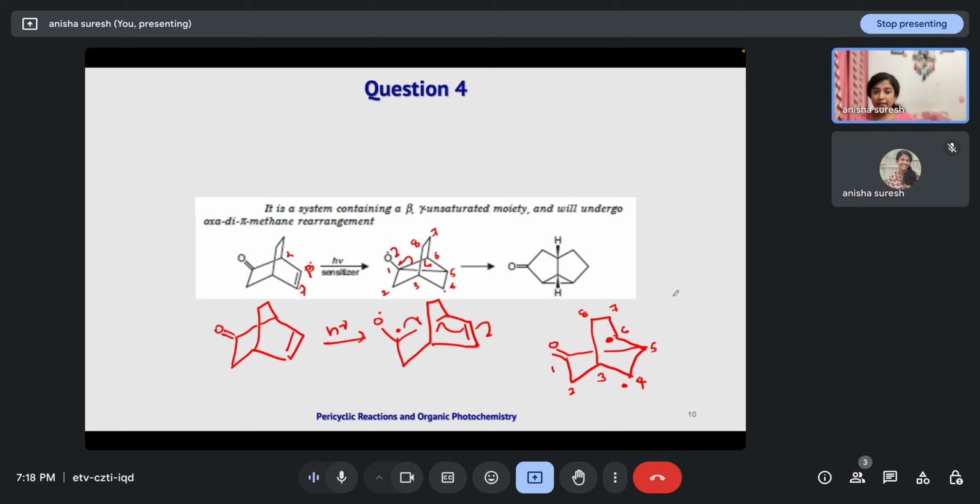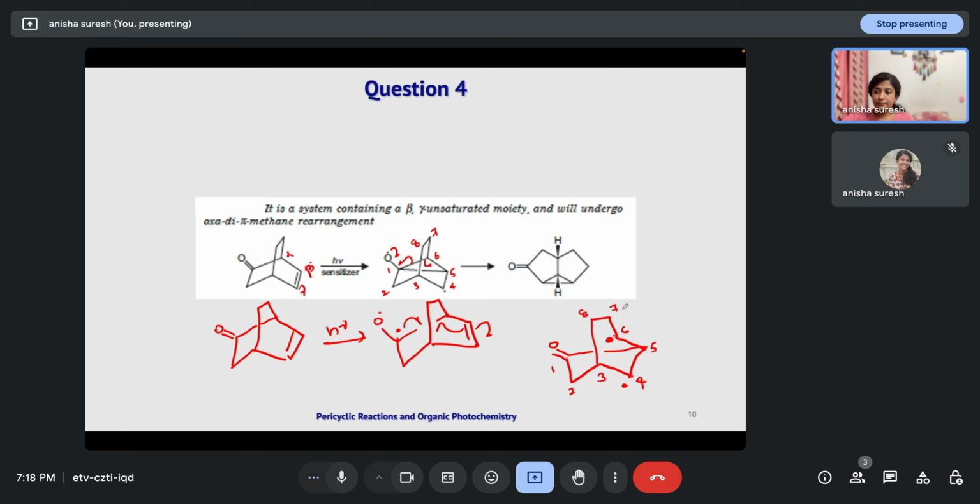Now this we can redraw. Okay, how we can redraw it? This is a 1, 2, 3, 4, 5, 5-membered ring, right? So this can be redrawn in this fashion.